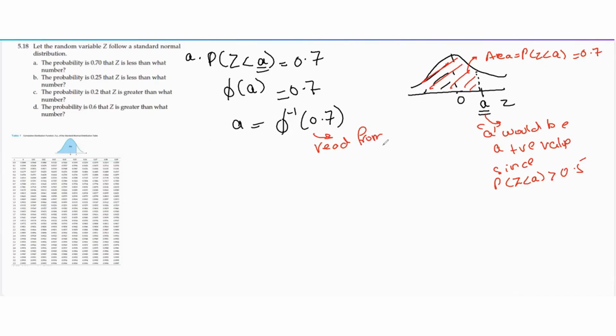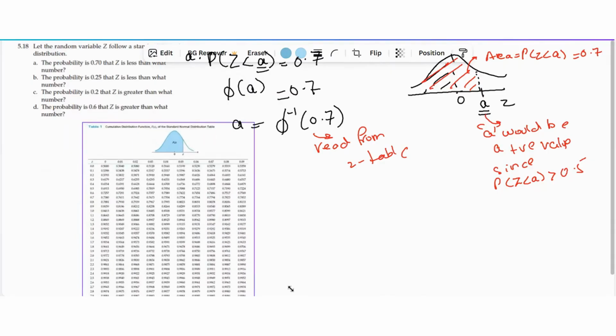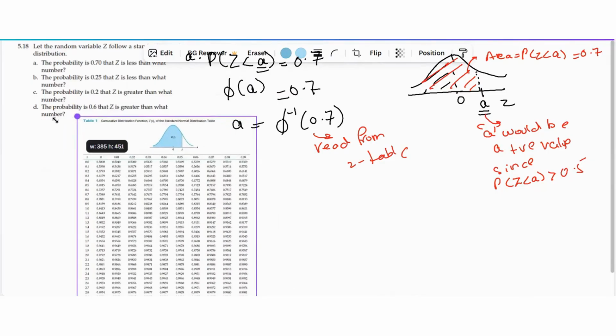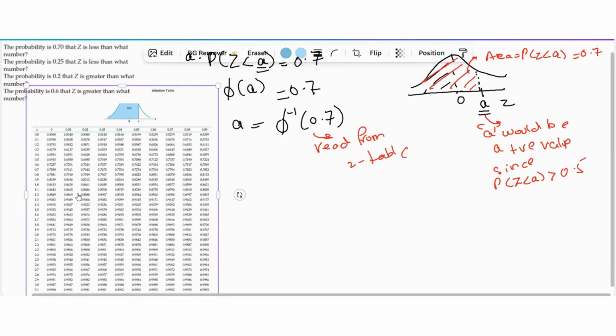How are we going to read it? This is reading the Z table in inverse now, right? So let's open the Z table up and zoom in. The way we're going to read it now, we want to look at the probability 0.7 and find the corresponding Z value. So we'll try to find which probability over here is closest to 0.7, right? We can see these are closer to 0.7. We have this probability, and this probability close to 0.7.